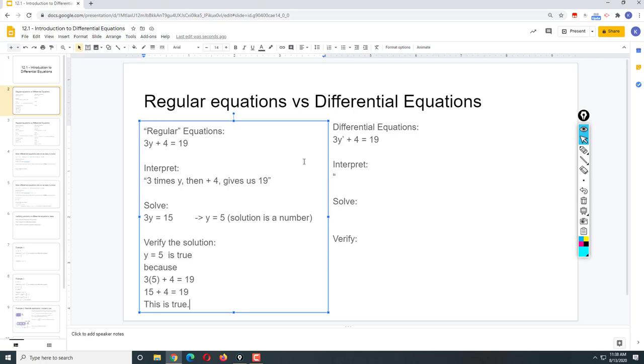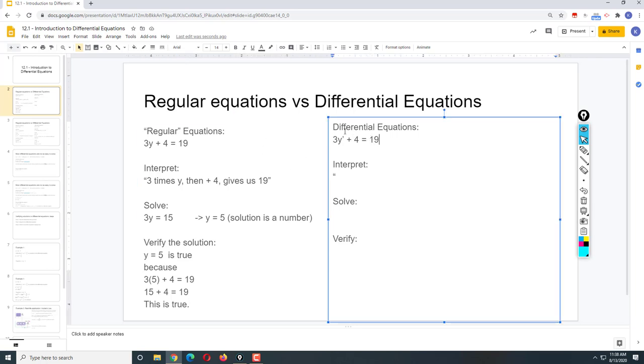Differential equations are different. Here's a really simple one. 3y prime plus 4 equals 19. Another way to write this could be 3 dy over dx, because that's just the derivative. Let me write this better. 3 times dy over dx plus 4 equals 19. So there's the differential equation. What does that mean? That means that 3 times the derivative of y, then plus 4 gives us 19.